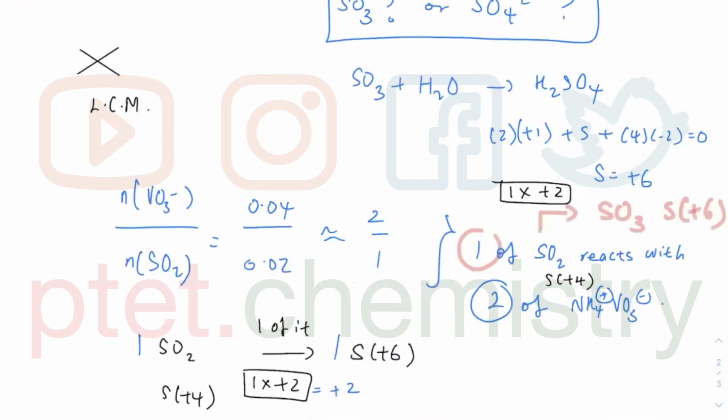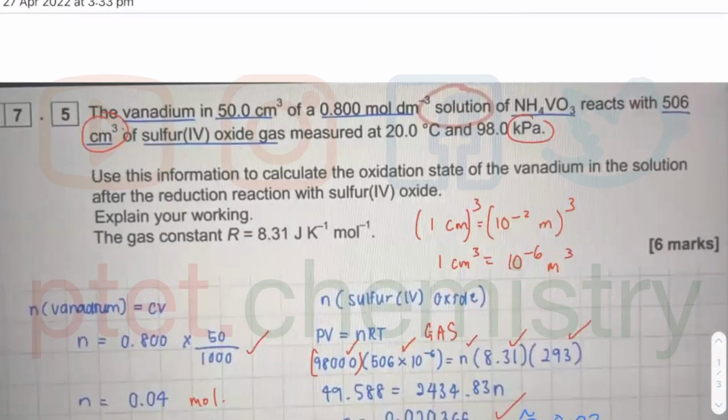What do they want actually? They just want the final oxidation state. They don't need the species, they want the final oxidation state. Happy with that? Yeah.